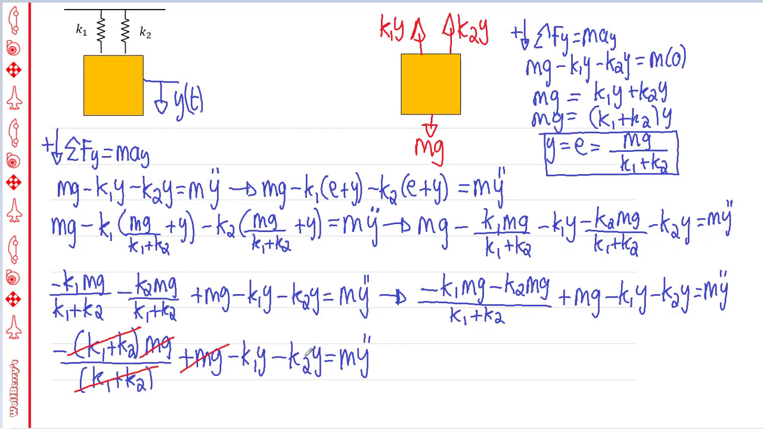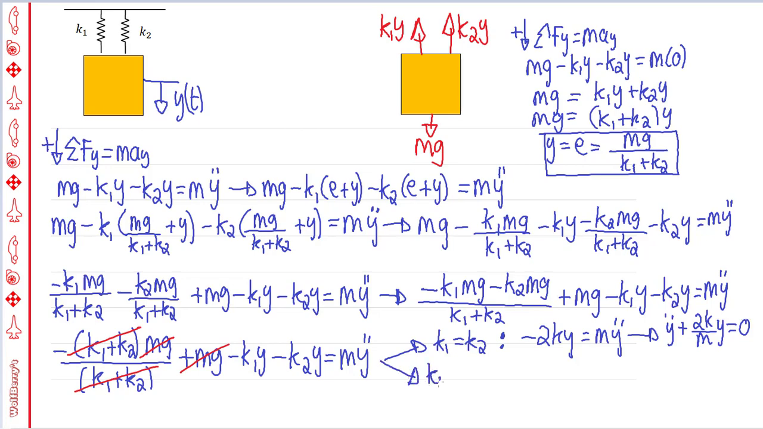Now, you'll have two situations. The first situation is if k1 equals k2. What you will have is minus 2ky equals my double dot. And by now we know how to transform this. Divide both sides by m, add 2ky first to both sides. So you're going to have y double dot plus 2k over m y equals 0.